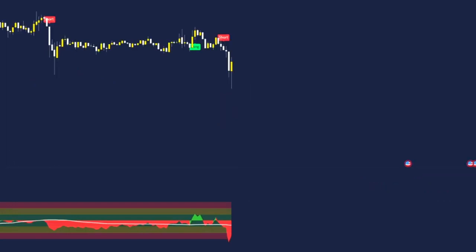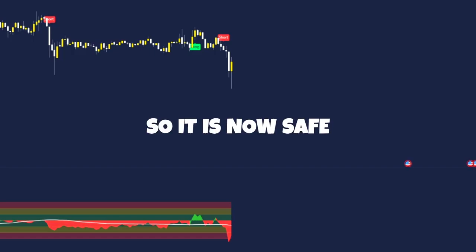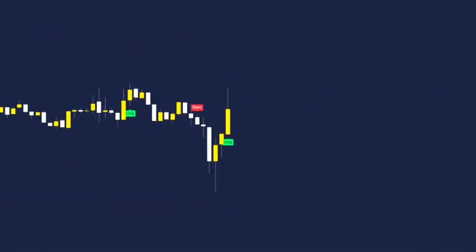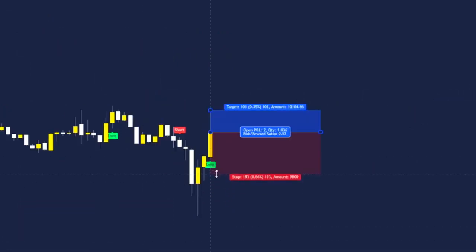Now, right here, we had a range in the market and the Z-score wasn't really giving us any trade setups. But in these two candles right here, price has now spiked to the oversold side. So it is now safe to look for our first buy trade. And just like that, we have our first buy locked in with the candle close. Remember, always wait for the candle close. And now we enter our long position.